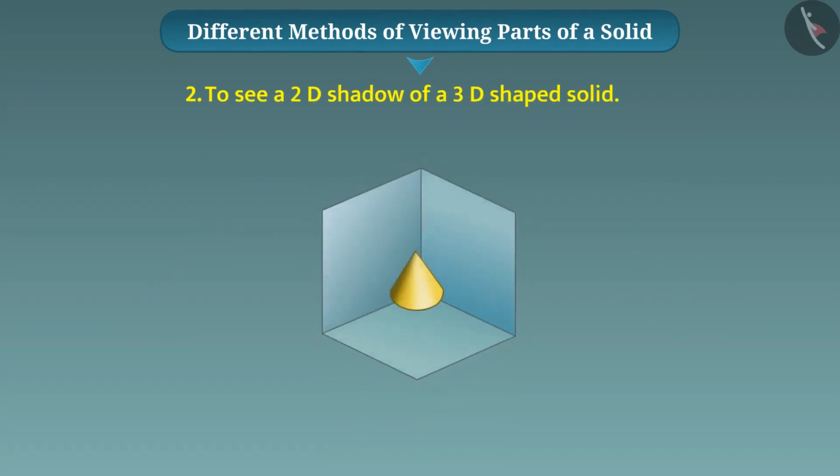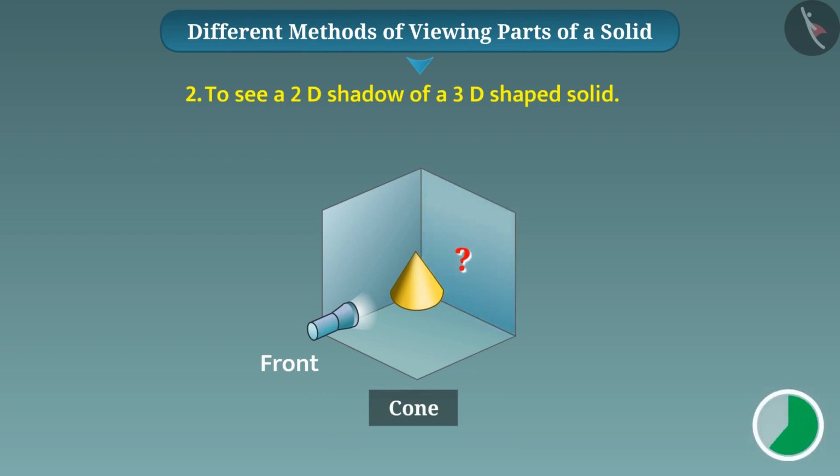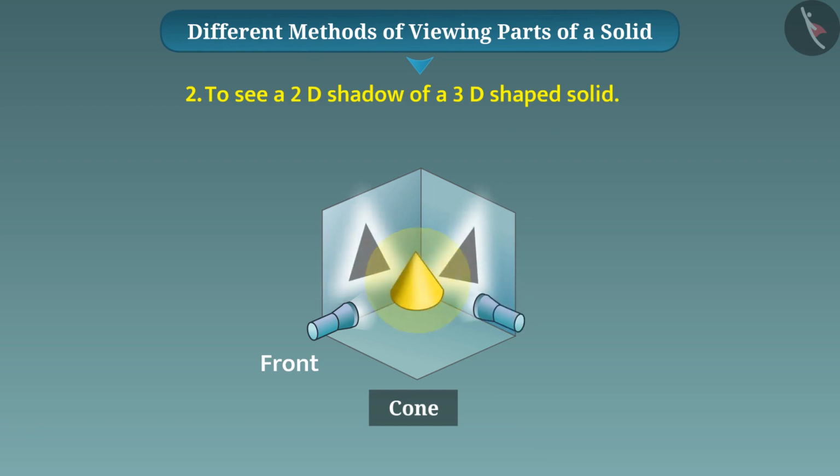Now look at the figure shown. Here from the front of a cone, light is focused. Can you tell what is the shape of the shadow formed in such a situation? Think. Exactly. This will create a triangular shaped shadow on the screen. In the same way, if the light is focused on the cone from the side direction, then again a triangular shaped shadow will be formed on the screen.